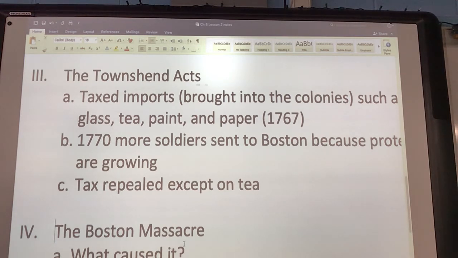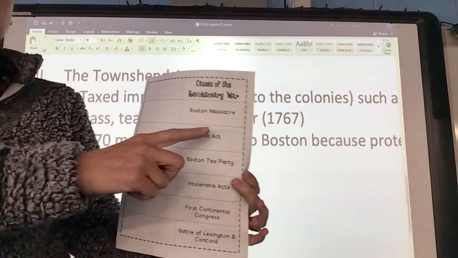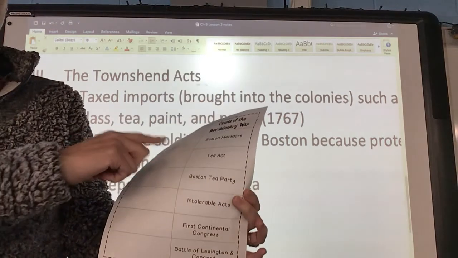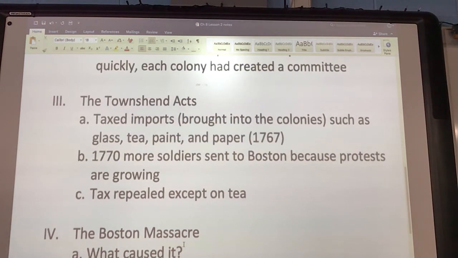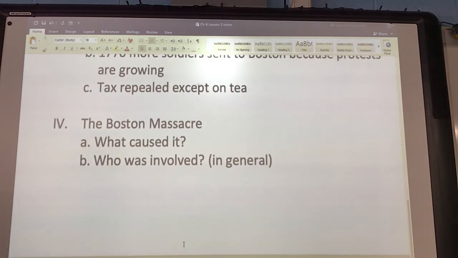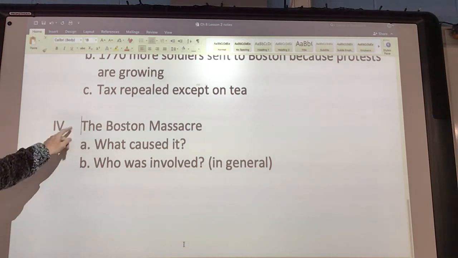So you should have the Stamp Act filled in, Sons of Liberty. Today we did the Townshend Acts. And then on the back here, Boston Massacre. You're going to add some notes about that. Again, you want the year and what it was. That's the main things to write on that little quick reference. Okay? So those notes for section 3 get us to section 4, the Boston Massacre.